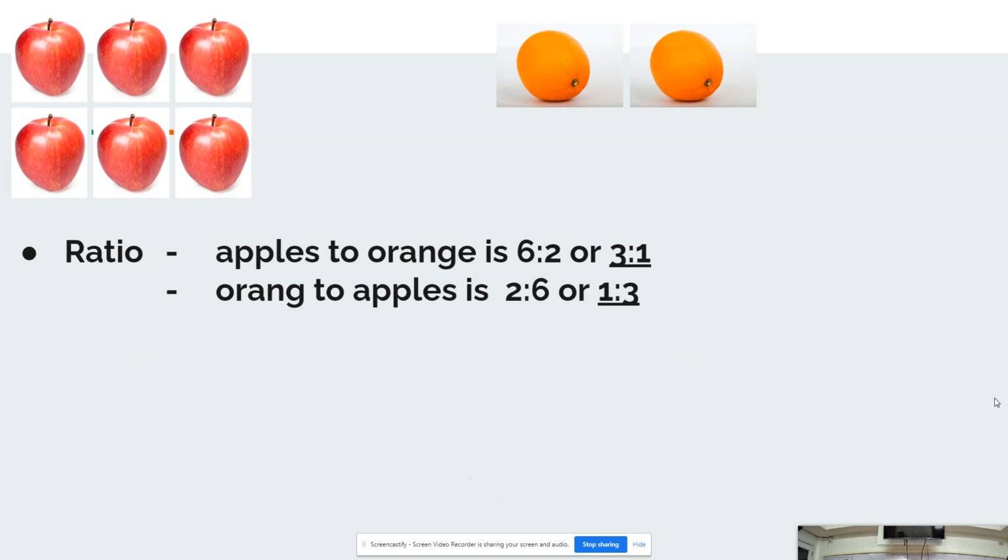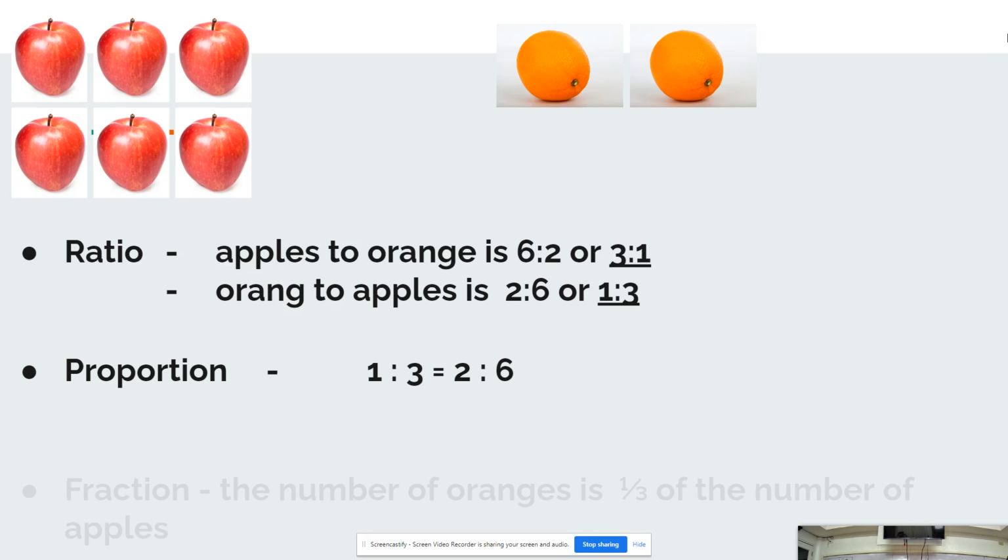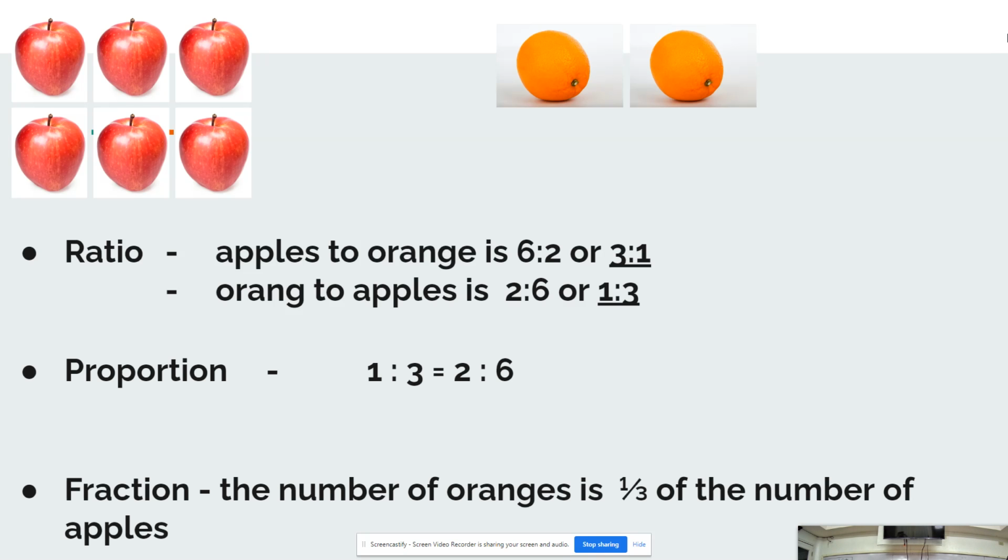The ratio that we will be using here is apples to oranges is equal to 6 is to 2 or 3 is to 1 when we change this to the lowest form. Oranges to apples is 2 is to 6 or 1 is to 3 in lowest terms. In proportion, we can express this as 1 is to 3 equals 2 is to 6. And in the fraction, the number of oranges is one third of the number of the apples.